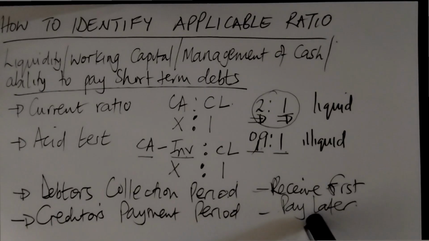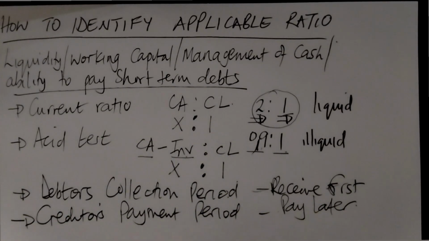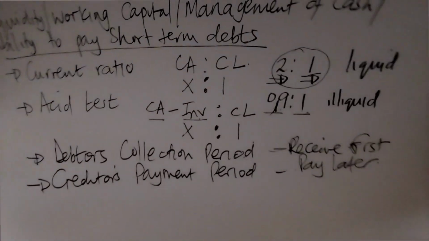Because if you have to pay your creditors before your debtors pay you, you might end up with a cash flow problem where you do not have money to pay your creditors, where you sometimes have to borrow short term in order to pay your creditors. So the ideal scenario is that your debtors must pay you before you pay your creditors.